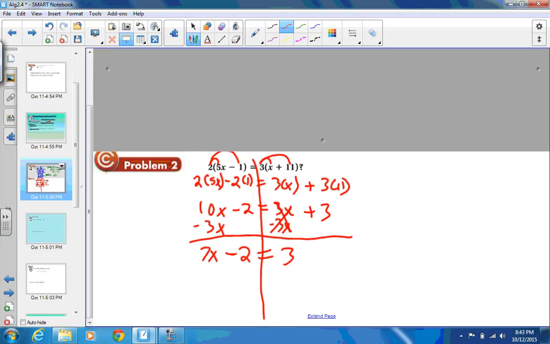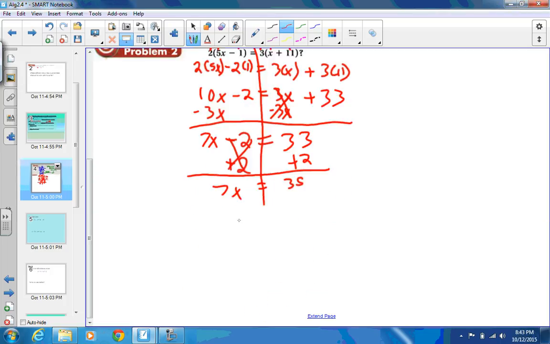Oh, sorry, this is a 33. So we're going to isolate the variable by getting rid of this constant term on this side. So add 2, so that goes away, and then we have 35 right here equals 7x is left. And then our last step would be to divide by 7 on both sides to get rid of that. So x equals 5.